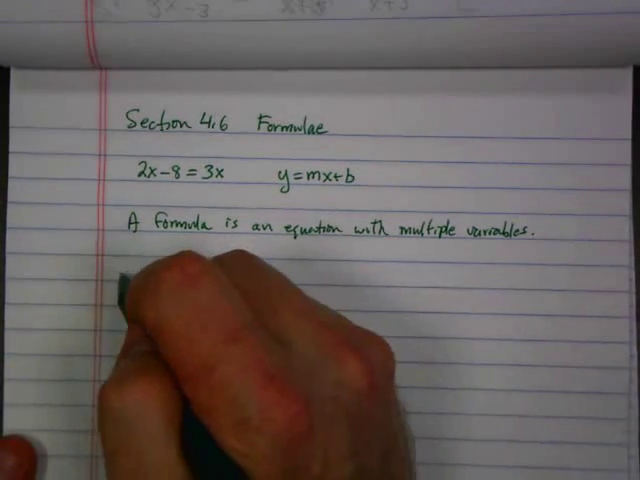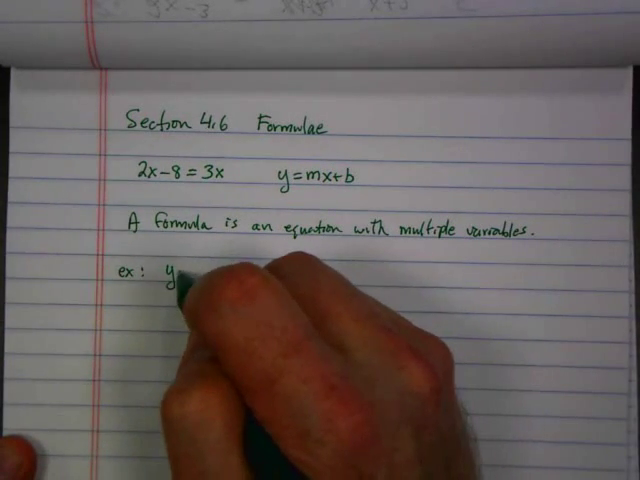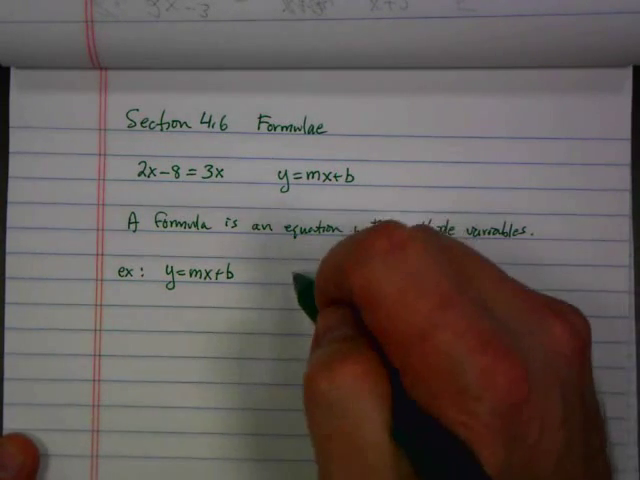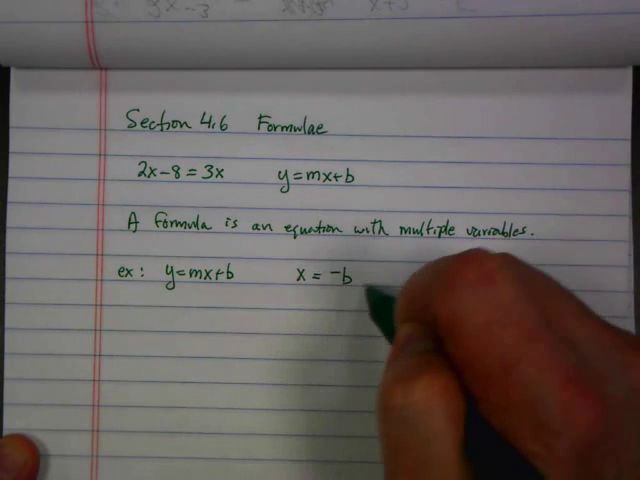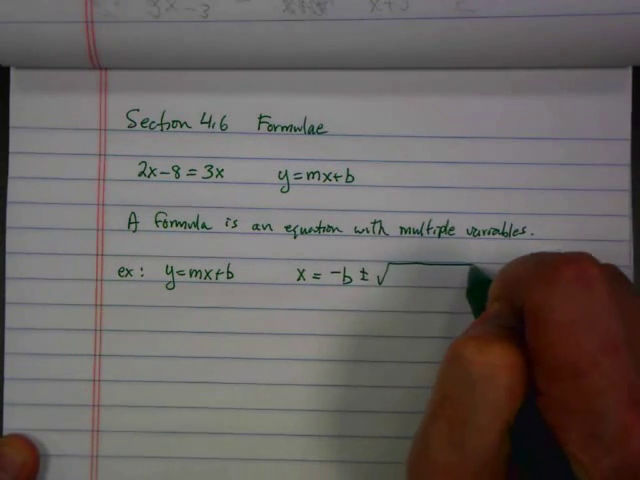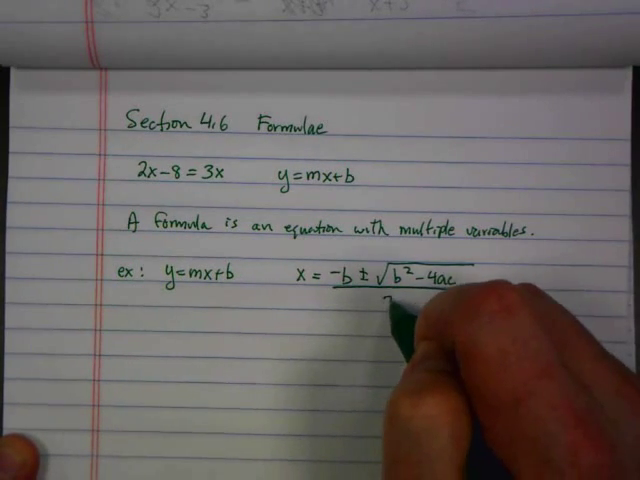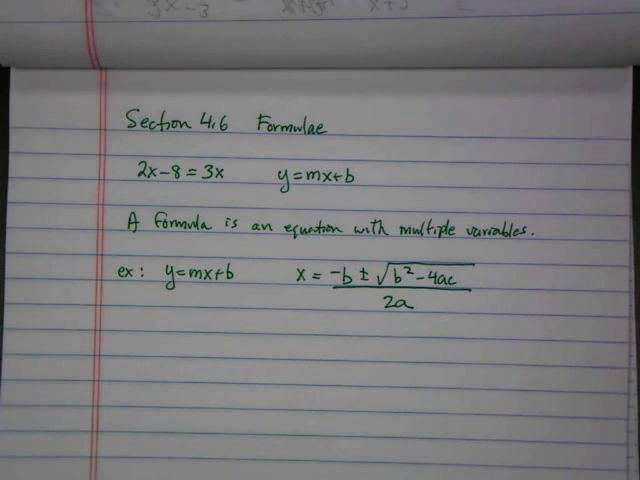Some examples. You already gave me a good one: y equals mx plus b is a good formula. What's the quadratic one? x equals negative b plus or minus the square root of b squared minus 4ac, all over 2a. In fact, that's called the quadratic formula. So we'll get to this near the end of the semester.